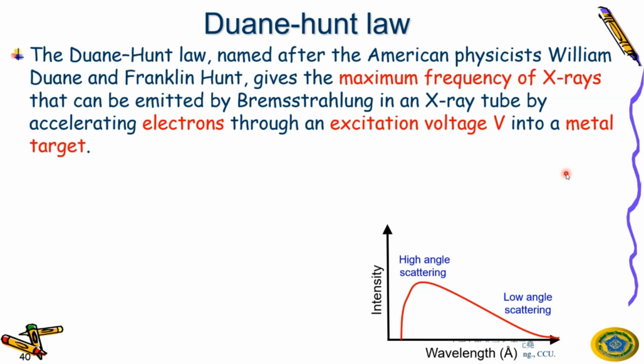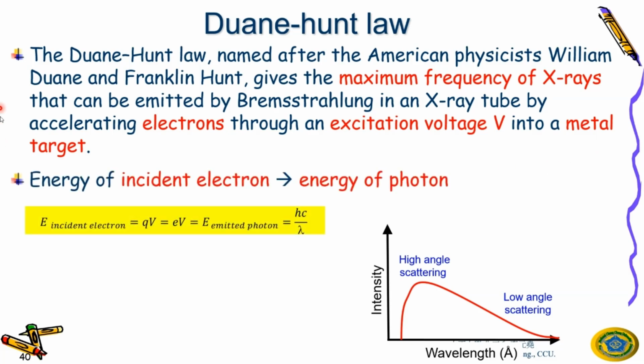Now let's introduce two important points of the X-ray, and the third important point is called Duane-Hunt's law. Duane-Hunt's law, named after American physicists William Duane and Franklin Hunt, gives the maximum frequency of the X-ray that can be emitted by Bremsstrahlung in an X-ray tube by accelerating electrons through an excitation voltage V into a metal target. So this energy completely converts to the photon energy. Okay, so the energy of the incident electron becomes the energy of the photon. That's why the wavelength goes to the minimum and the intensity goes to 0.